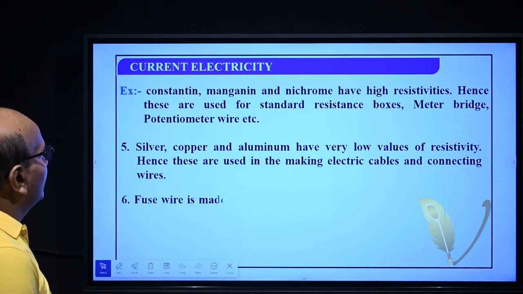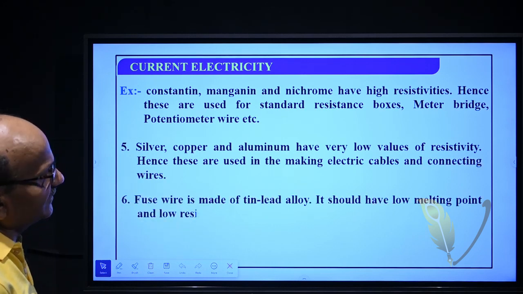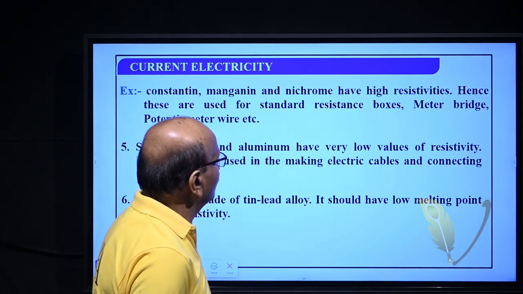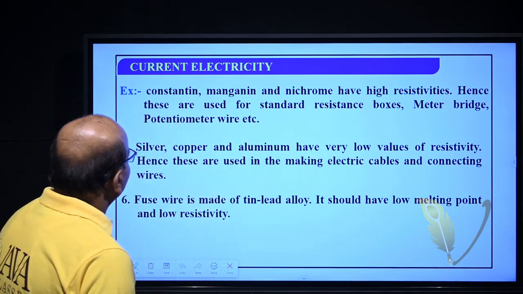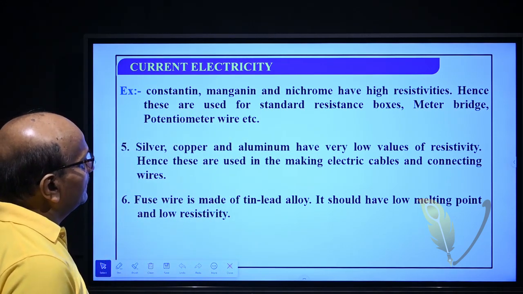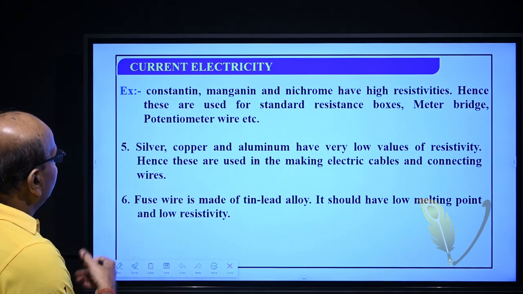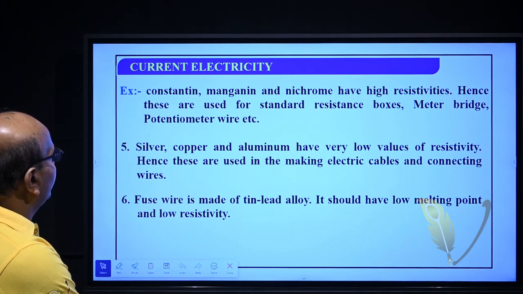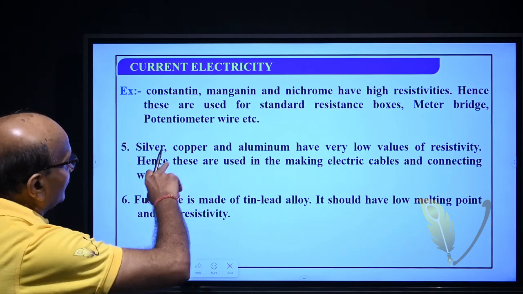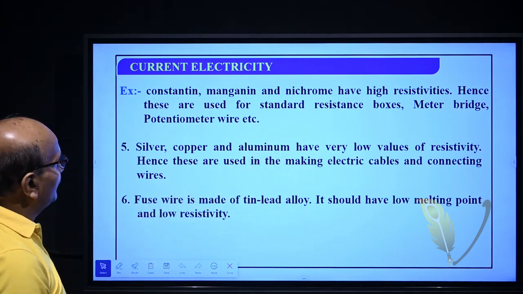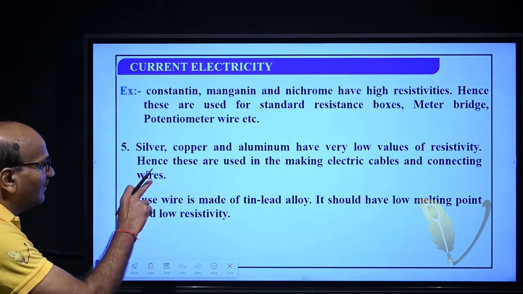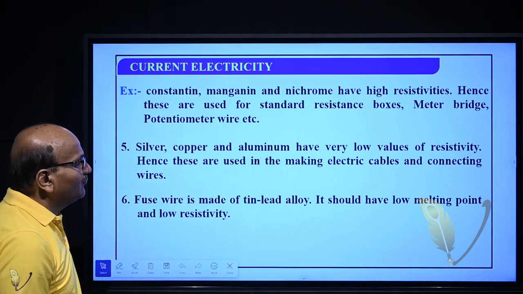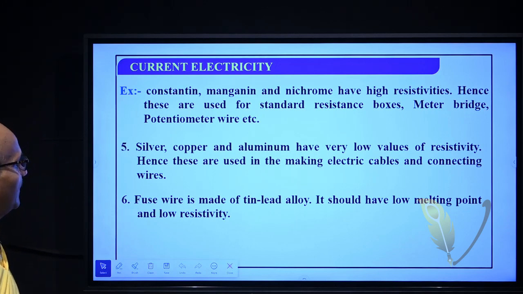Hence, these are used for standard resistance boxes. Standard resistance box means the resistance boxes we use in the laboratory are generally made of constantan, because these have high resistance and, being alloys, they are not contaminated by moisture. Also they are used in meter bridge and potentiometer wires. Silver, copper and aluminum have very low values of resistivity. Hence, these are used in making electric cables and connecting wires.